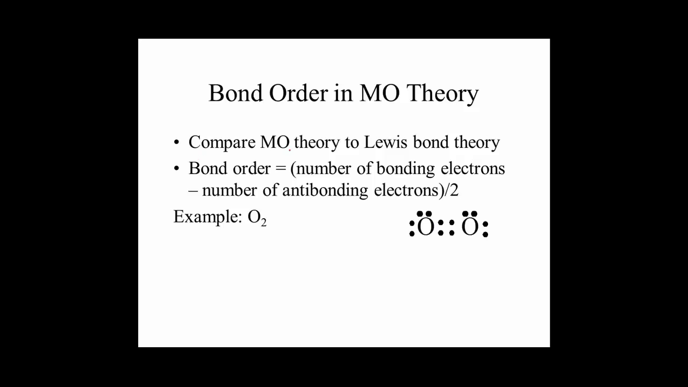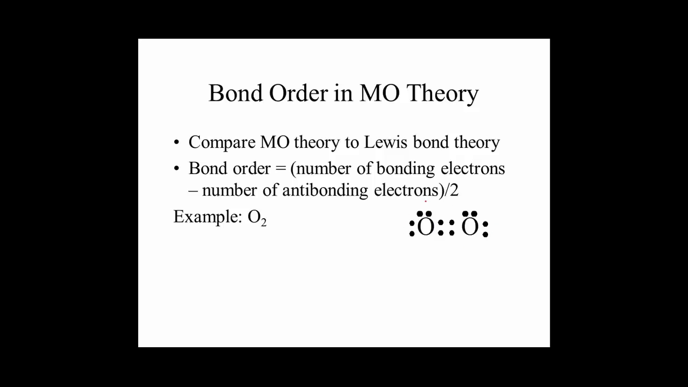We can compare our molecular orbital theory result for explaining the bonding in a molecule to what we already know from the Lewis bond theory. The formula for determining bond order is to take the number of electrons in bonding molecular orbitals, subtract from that the number of electrons in antibonding molecular orbitals, and then divide by 2 in order to pair them up, like for Lewis bond pairs. For example, let's look again.